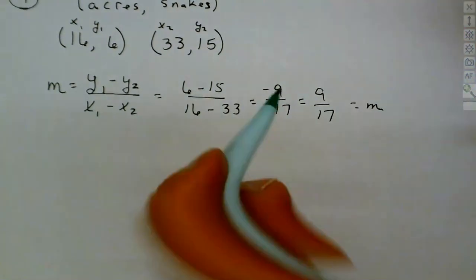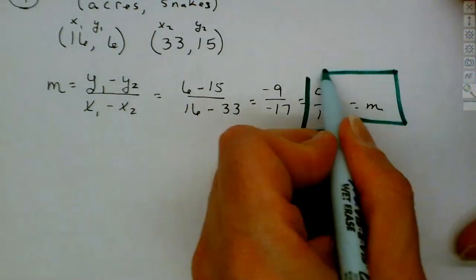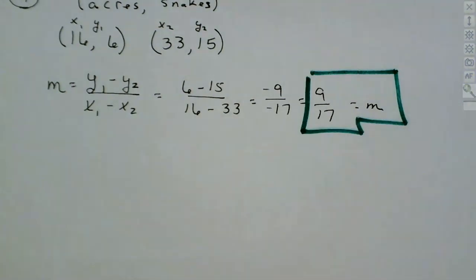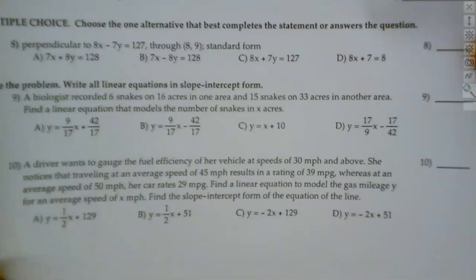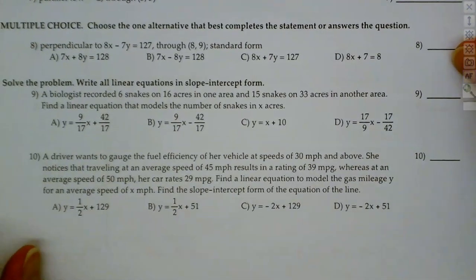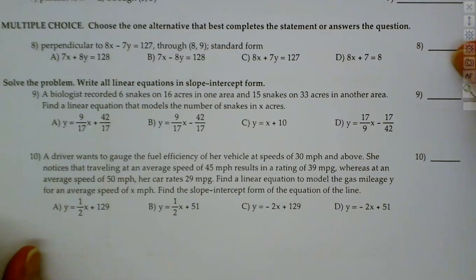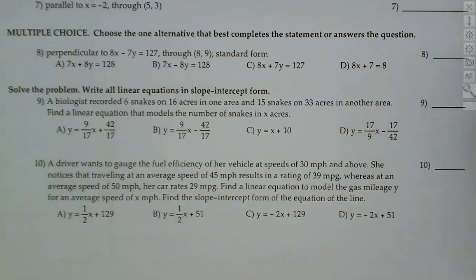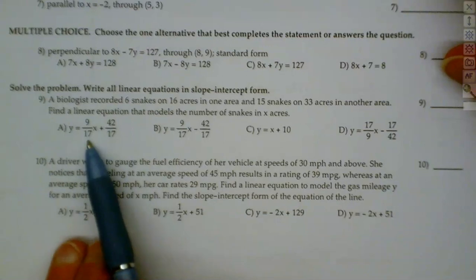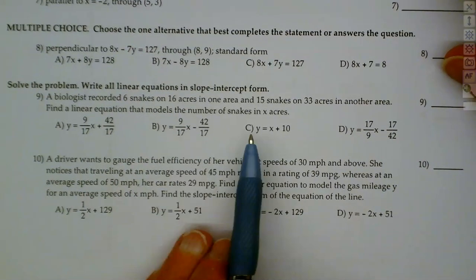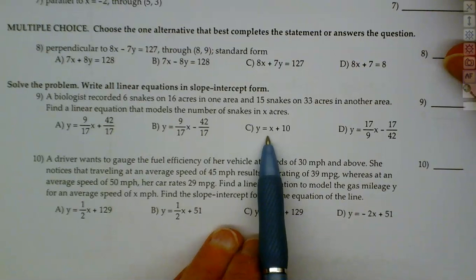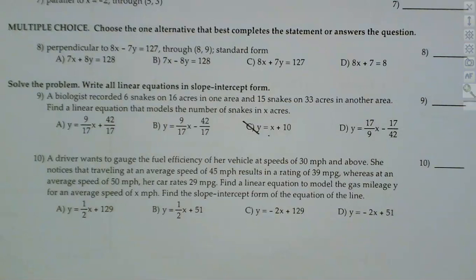Let's use process of elimination to get rid of some answer choices here. My slope is 9 over 17. So which ones can I eliminate? This one's got 9 over 17. What about C? C has a slope of what? 1, right? So C can be eliminated. What about D?